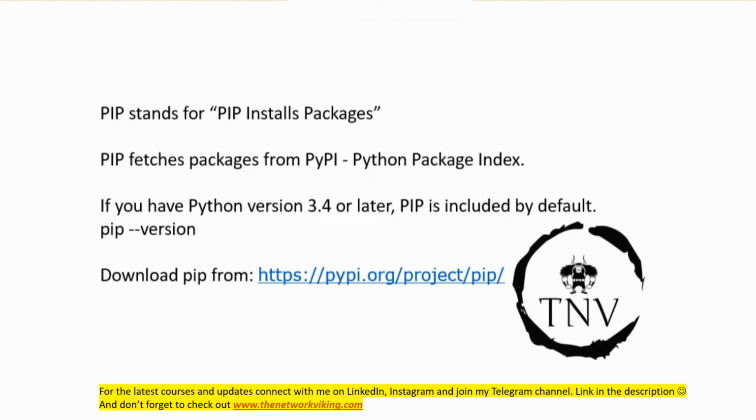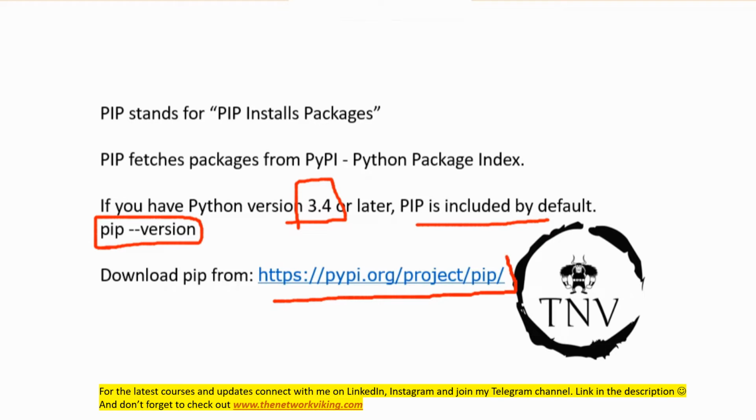So I'm going to show you how to do it from the CMD anyway. If you have Python version 3.4 or later, pip is included by default. I also showed you this before in the first video in the series, but anyway, I'm going to show this to you as well. When you run pip --version, you get to know whether pip is already there and what version it is. However, if pip is not already there, then you can go ahead and download pip from this website. I'm going to put this URL in the description. You can fetch it from there.